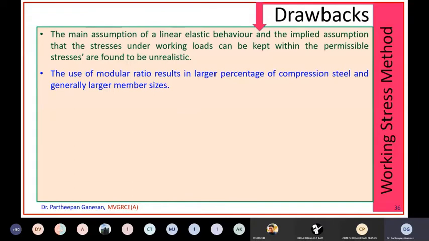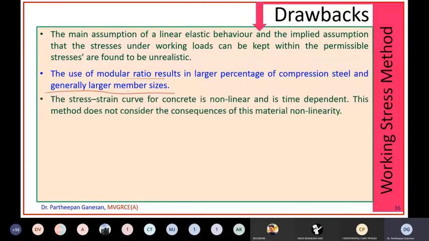Now, because you are using the elastic method with the modular ratio, generally larger member sizes will come. If you design a beam or column or slab, the size of the member will be very huge, so the self weight in the structure will increase. Now, the stress strain curve for concrete is non-linear, and also it is time dependent. But this method does not consider this behaviour of the material. Non-linearity is completely neglected in working stress method.